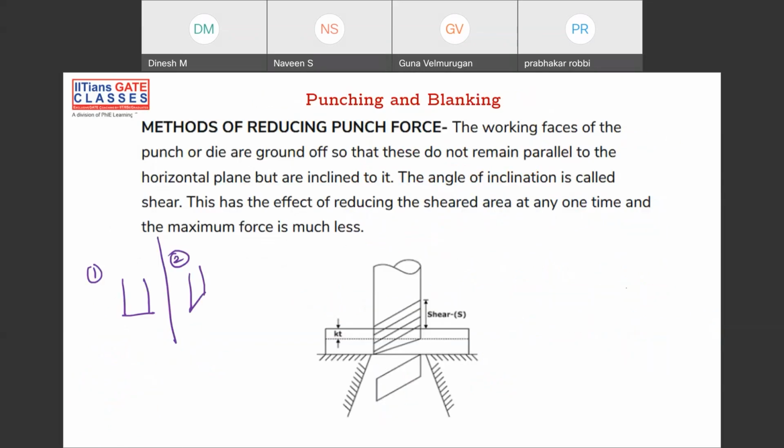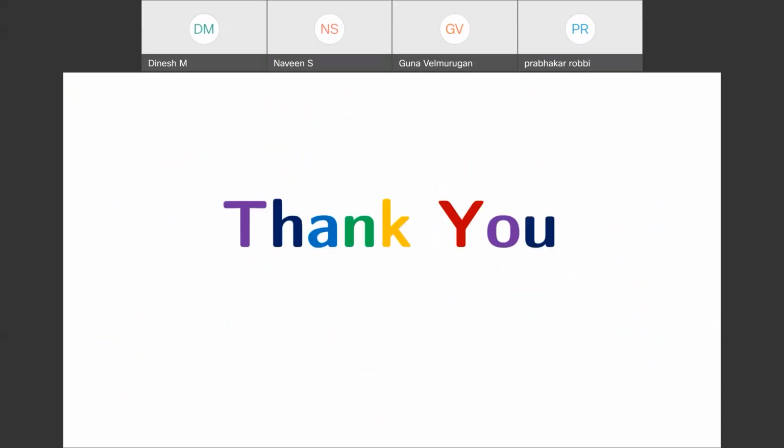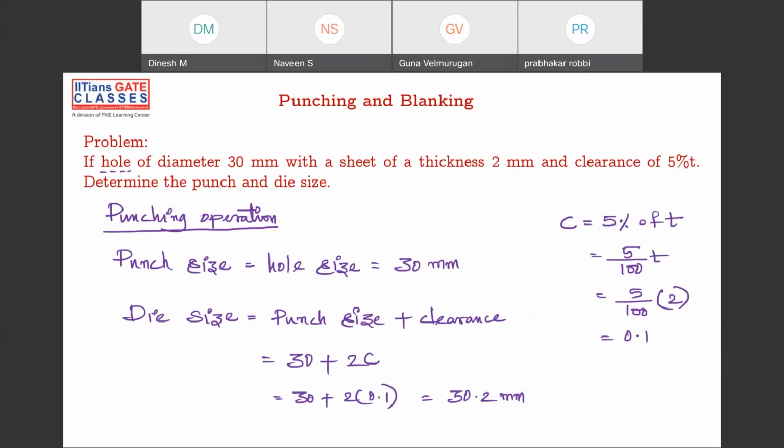Next, and this is how I told you already. Shear is one of the reasons why you try to reduce the punch force. I told you already, right? Okay, and that's the end of metal forming. That's the end of metal forming.